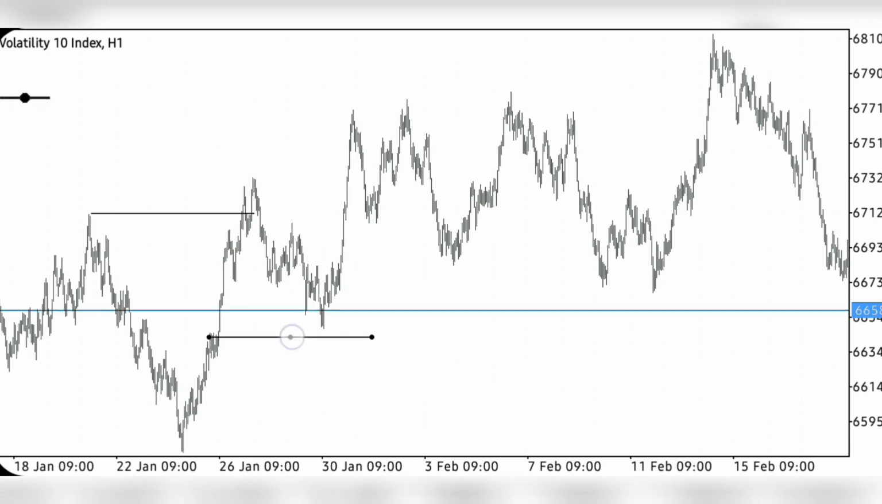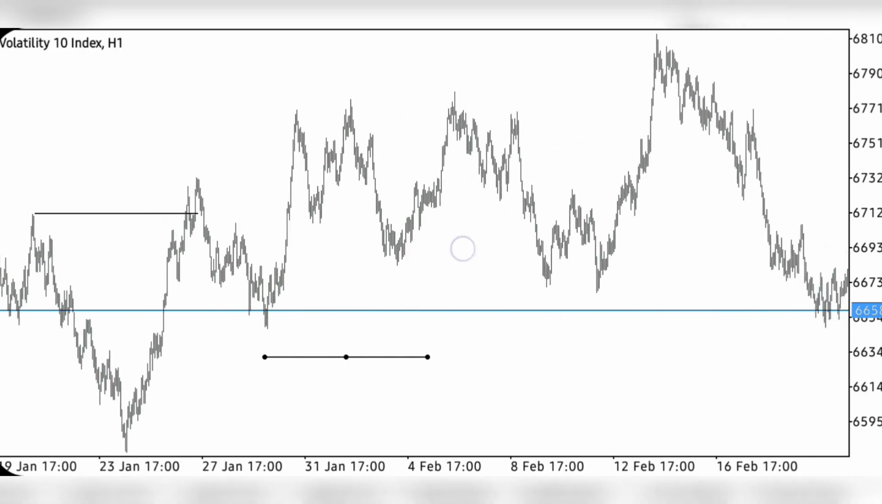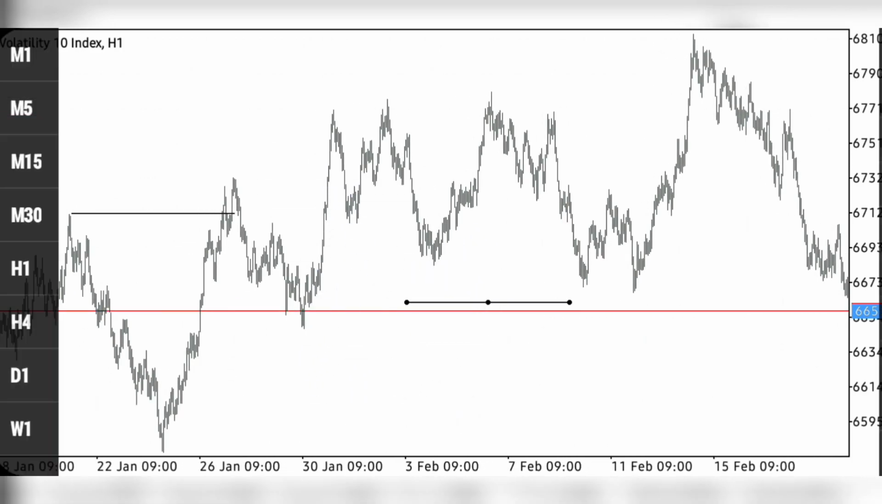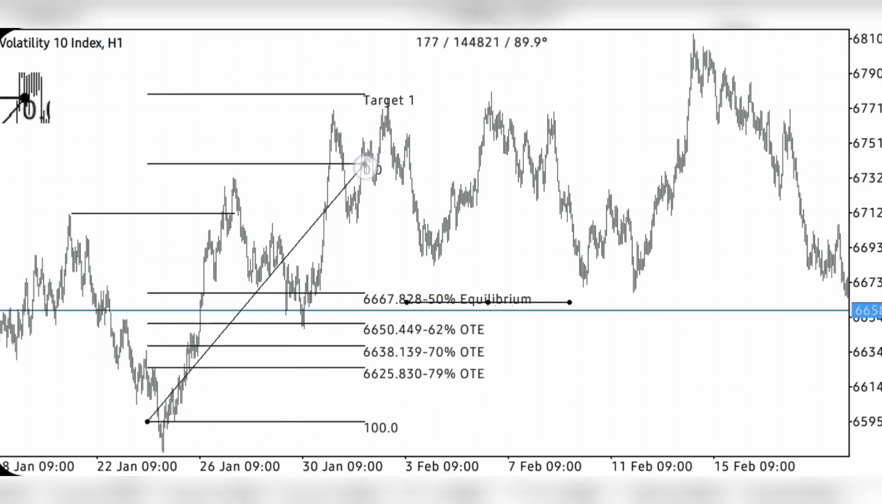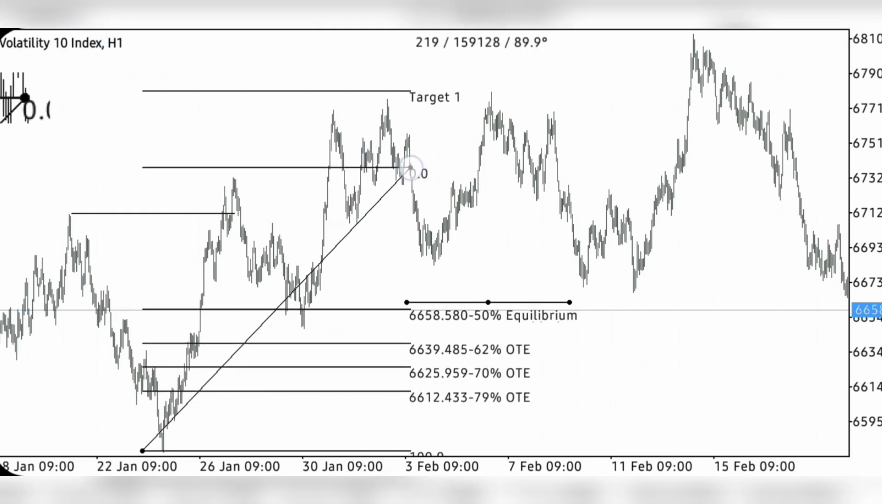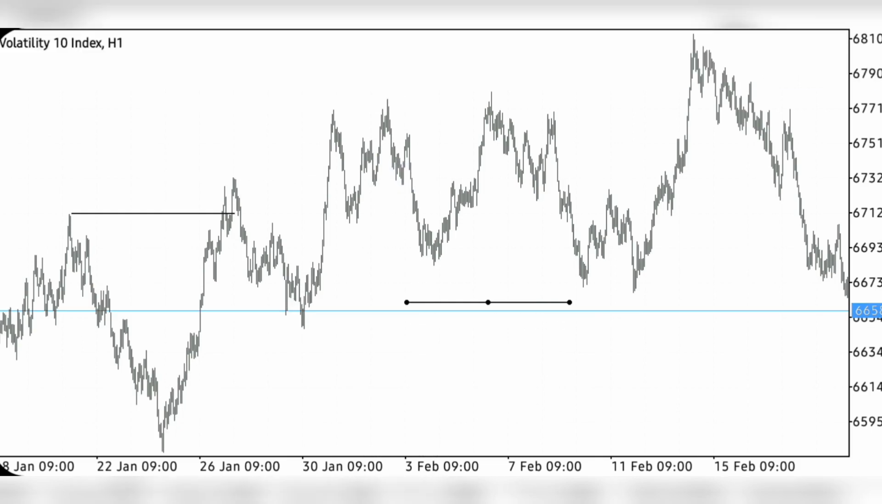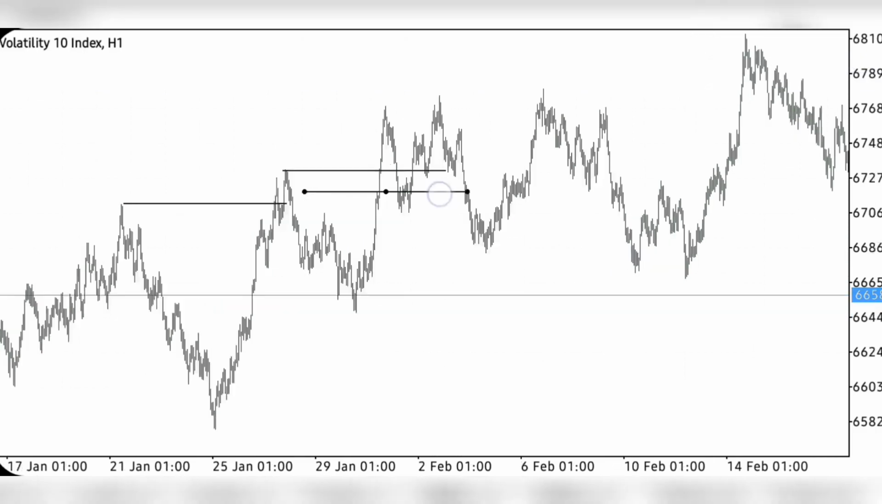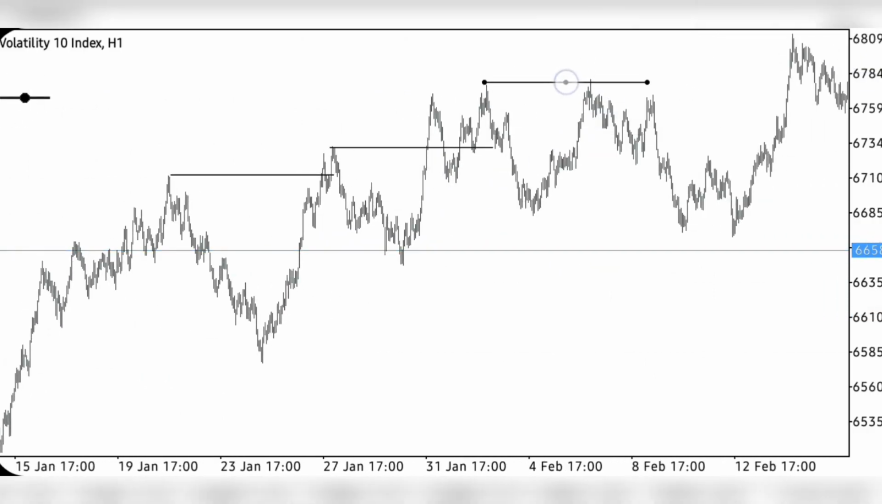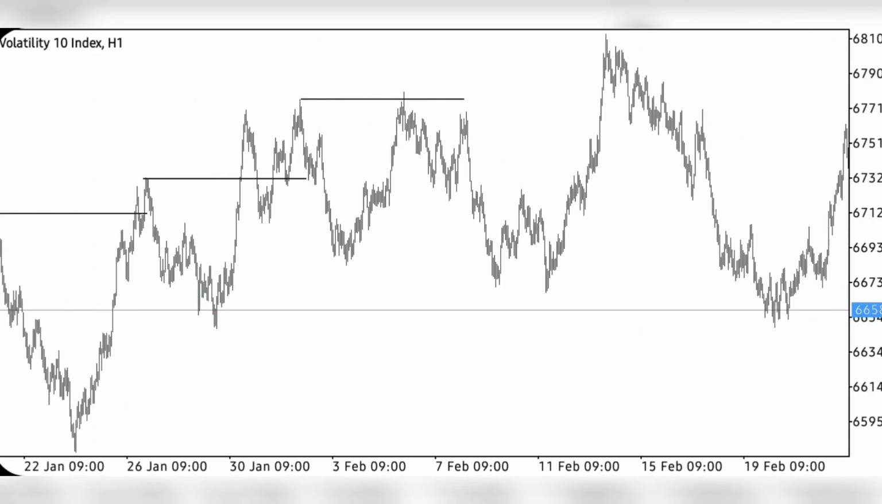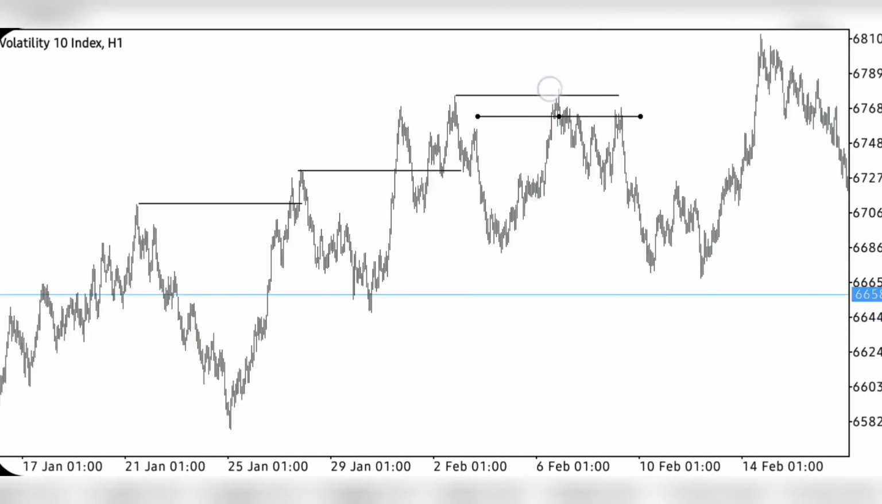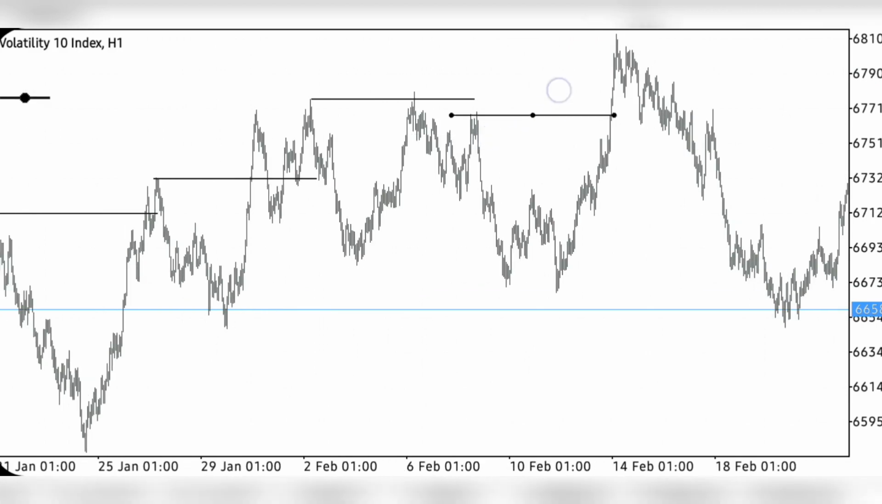You can see the market came into our internal structure properly. If you measure this, the market actually came into the 50% of this range. So we are going to be marking this as our external liquidity break of structure. We also have an external liquidity break of structure over here, and another one over here. This is an external liquidity violation of structure.